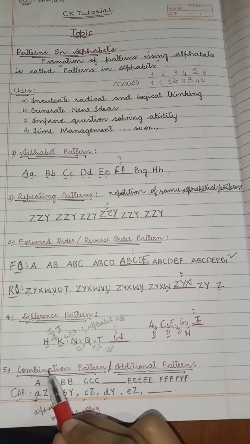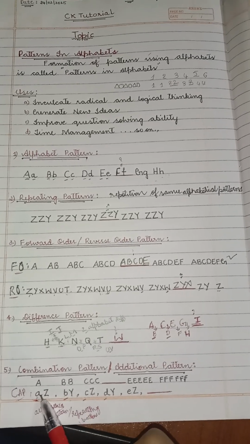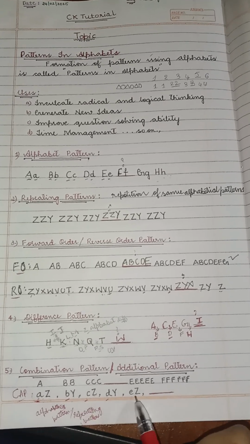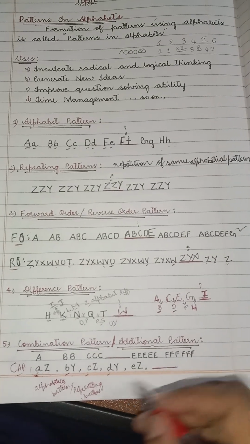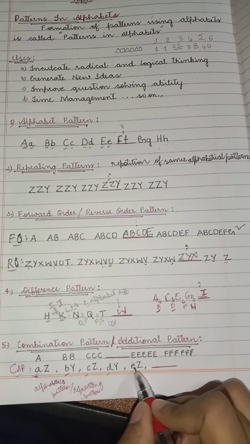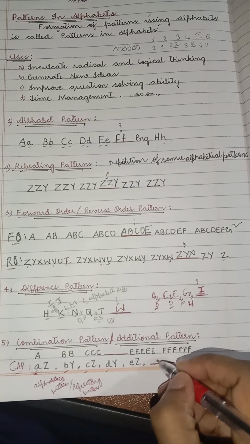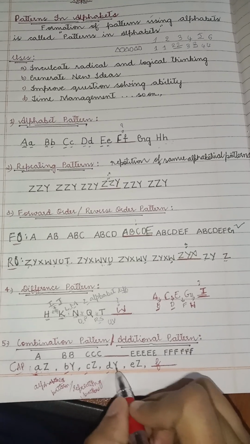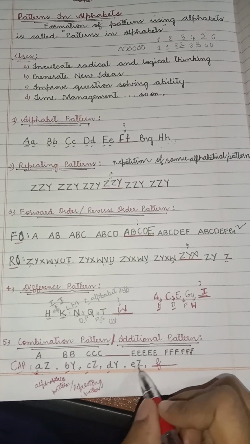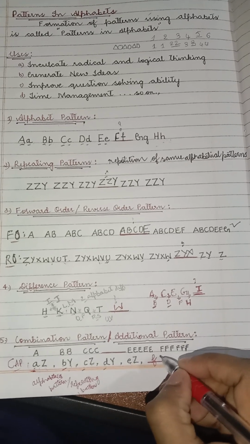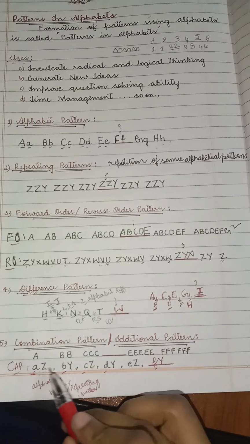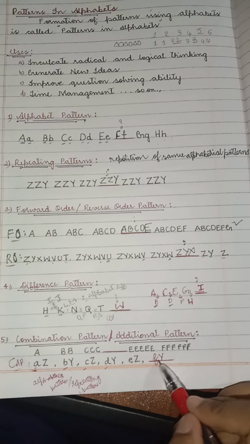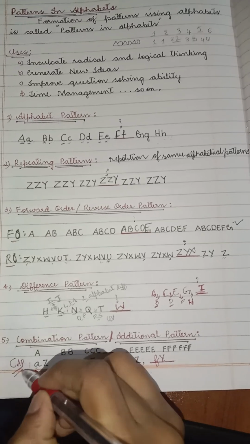So first let us answer the combination pattern question. Here A, B, C, D and E. Next Z, Y, Z, Y, Z. On the basis of the alphabetical pattern A, B, C, D, E, the following alphabetical answer will be F. And Z, Y, Z, Y, Z, based on the repeating pattern, we will get the next alphabet as Y. AZ, BY, CZ, DY, EZ, FY. So this is the combination pattern.